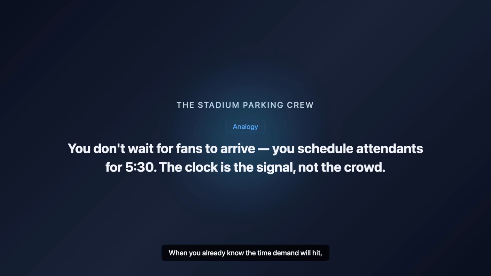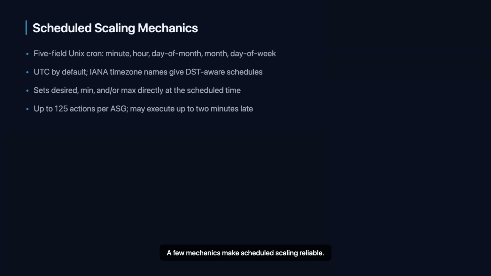When you already know the time demand will hit, reacting to metrics is slower and riskier than simply being ready. A few mechanics make scheduled scaling reliable. It uses standard 5-field Unix cron: minute, hour, day of month, and day of week. Times default to UTC, but you can specify a named time zone, like America/New_York, and it'll adjust for daylight saving automatically. A scheduled action sets desired, minimum, or maximum capacity directly at the chosen time, not through a metric.